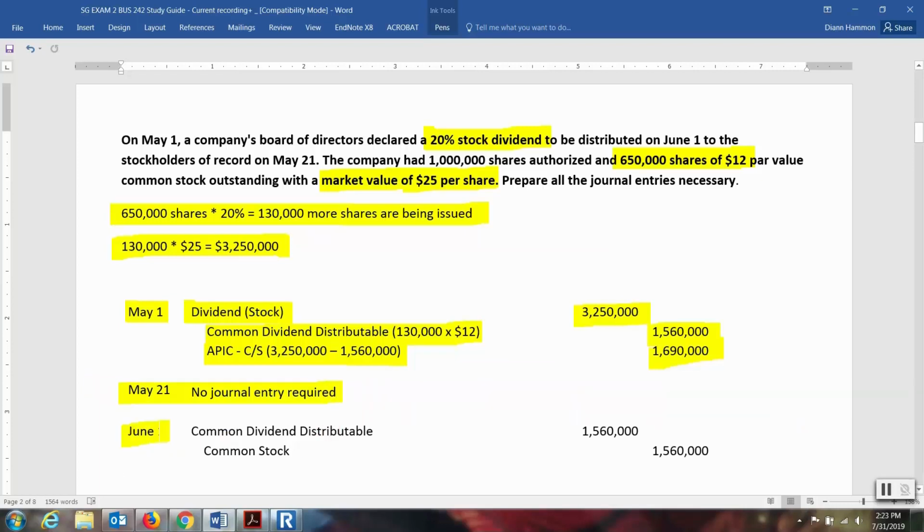And then on June 1st, now we're ready to actually distribute that common dividend. So we will debit the common dividend distributable account for that value, $1,560,000, and we will credit the common stock account for that value, $1,560,000. So please note, there were 650,000 shares outstanding. Now there are an additional 130,000 shares. So altogether, there are now 780,000 shares outstanding for this company.